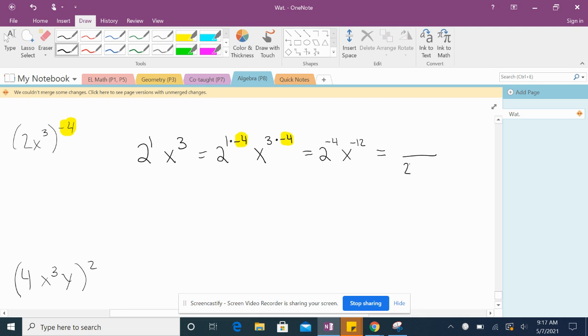So I'm gonna move my 2 to the negative fourth power on the bottom.